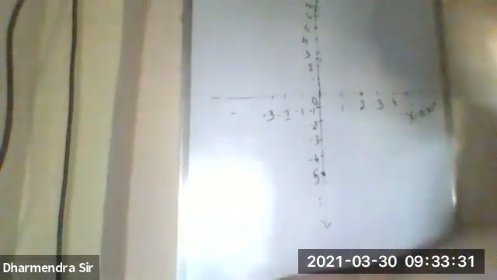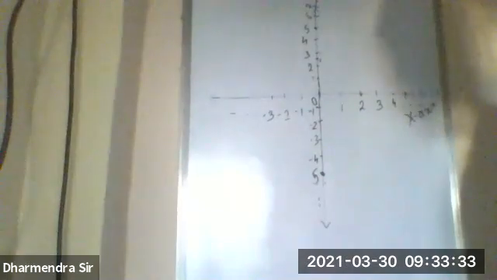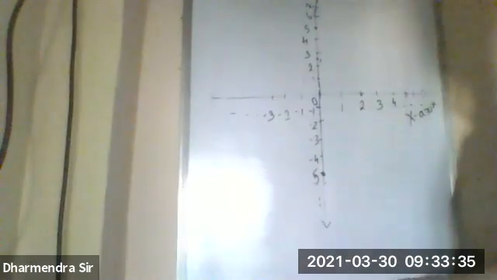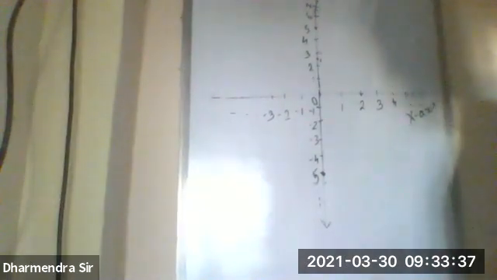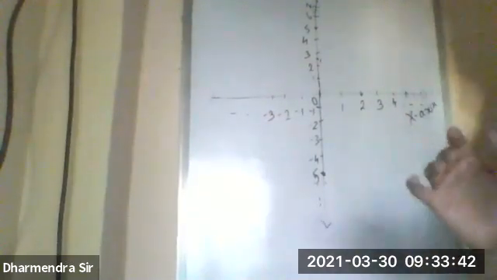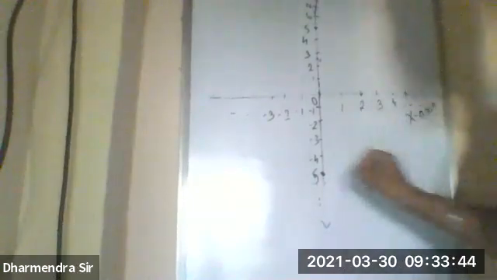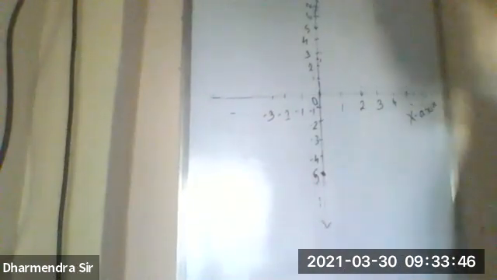Question number 3: draw the coordinate system on a plane and plot, as we have seen in earlier problems, where the points are going to lie. But now where exactly the point is going to be, we are going to see that.